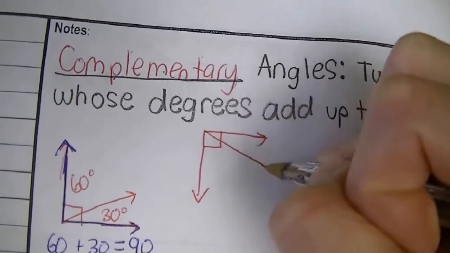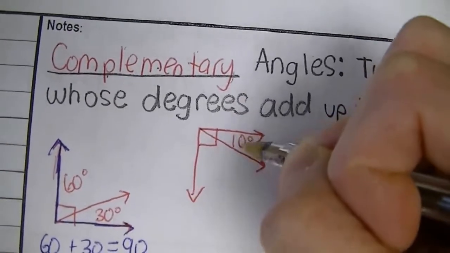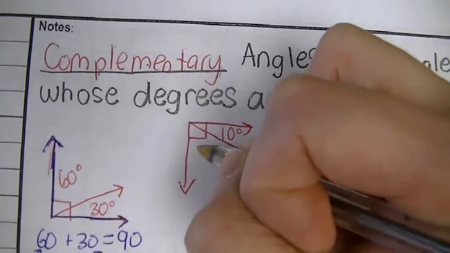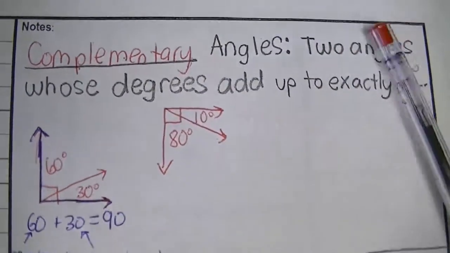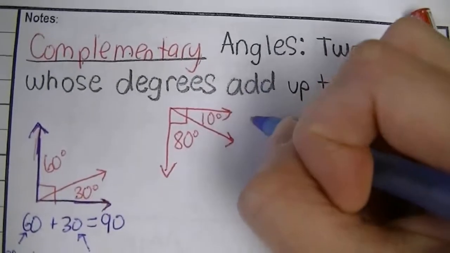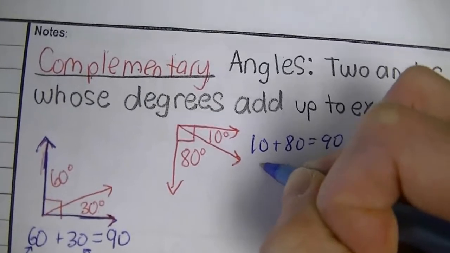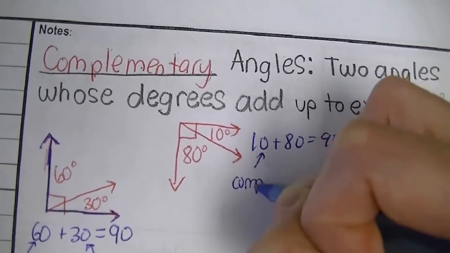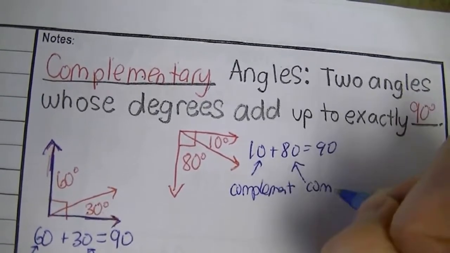Okay, so let's pretend that this is 10 degrees, which is totally not 10 degrees because I don't have my protractor to measure it. And this one has to be 80 degrees. They're complementary angles because 10 plus 80 equals 90 degrees. So this right here is a complement, and this 80 degree angle is also a complement because together they're complementary.